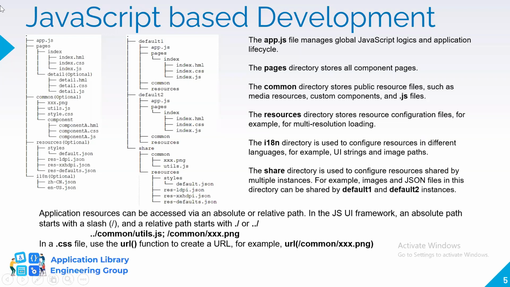Let's see all these files in brief. First, if you look inside the pages folder and inside index, you can see three files whose extensions are HML, CSS, and JS. As we already discussed, HML describes the page layout, CSS describes the page style, and JS describes the interaction processes between pages. Your actual processing logic lies in your JS.